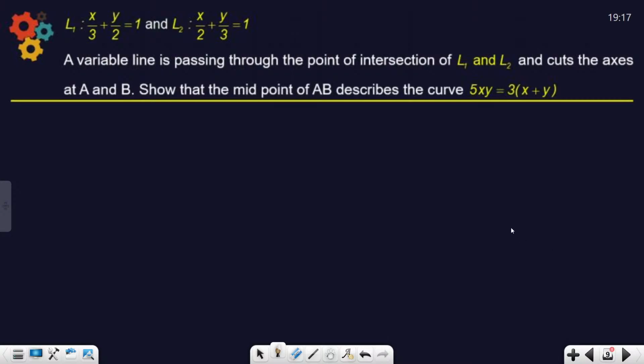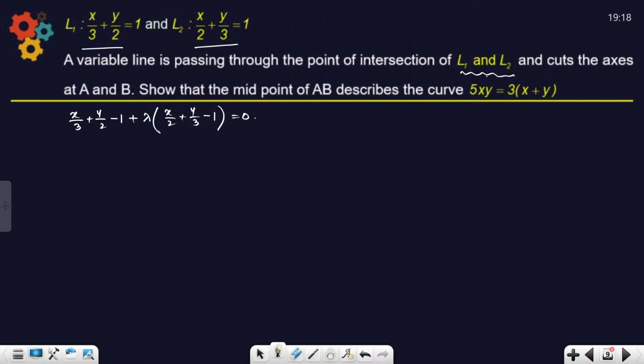See this question. The question says that there are two lines, this and this. A variable line is passing through the point of intersection of L1 and L2. So let us do it one by one. Let me say the family of lines which is passing through the point of intersection of L1 and L2 can be written as, okay, this is the family of lines.